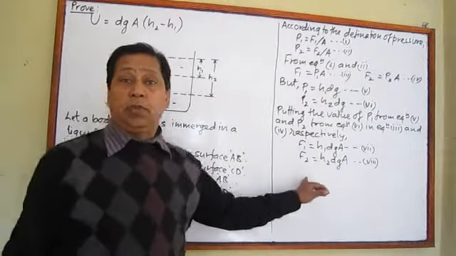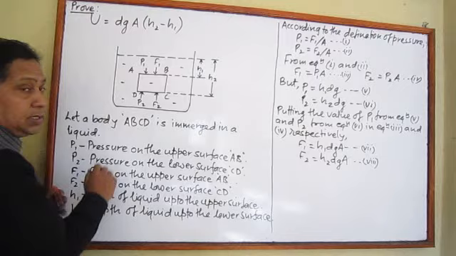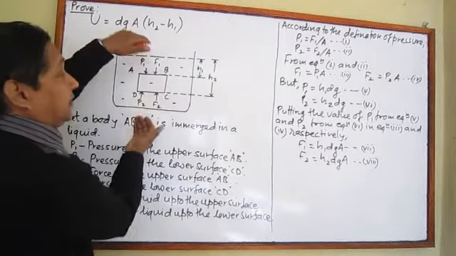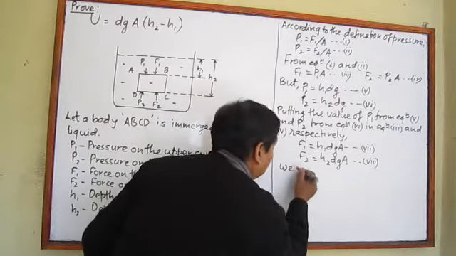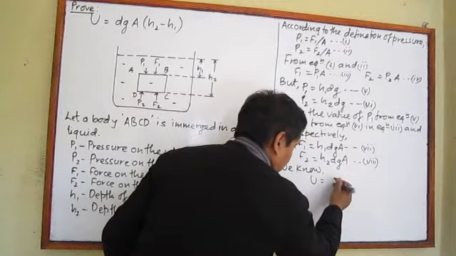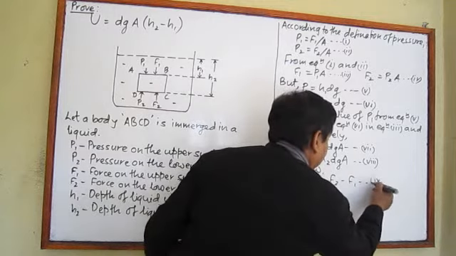Now we know one equation related with upthrust. Actually upthrust is the difference of force acting on the lower surface and upper surface. That's why we can write, we know upthrust equal to F2 minus F1. This is equation number, let's say, 9.